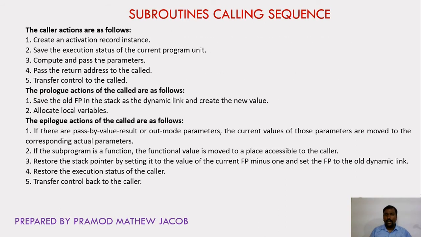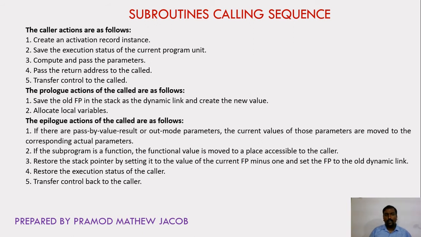So the various actions performed during the subroutine calling sequence are defined as follows. The caller actions are: first, it will create an activation record instance or a stack frame, then save the execution status of the current program unit or the current function module. After that, compute and pass the parameters, pass the return address to the called function, then transfer the control to the called. So the control is given to the called function.